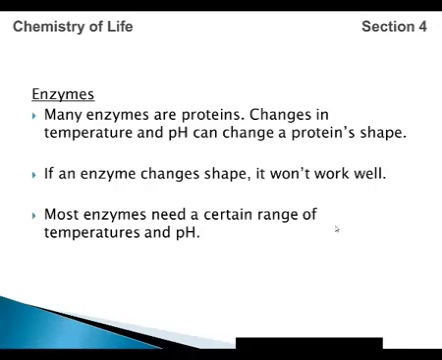Many enzymes are proteins, and changes in temperature and pH can change a protein's shape. This is the reason why our body has to maintain a constant internal temperature. If the temperature of our body goes too high or too low, the protein structures inside of our body change. When the protein structures change, the active site will not work the way that it's supposed to. So our body cannot efficiently go through the reactions it needs to go through in order for us to stay alive.